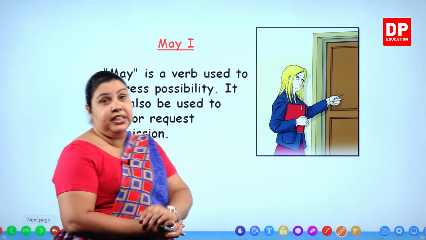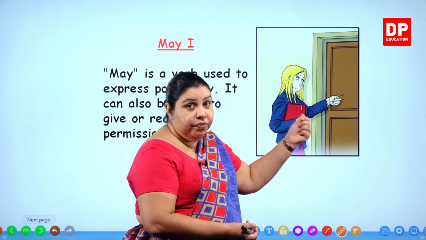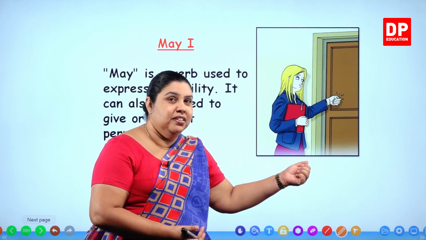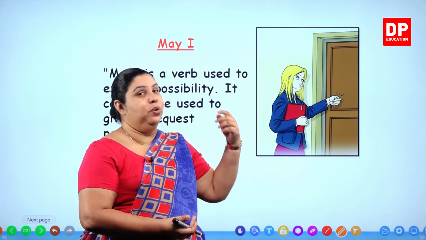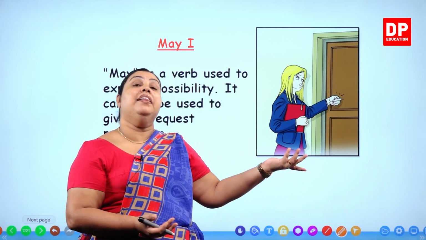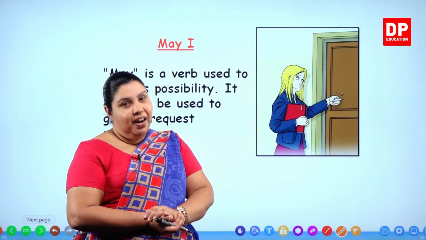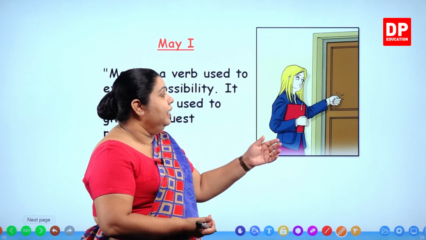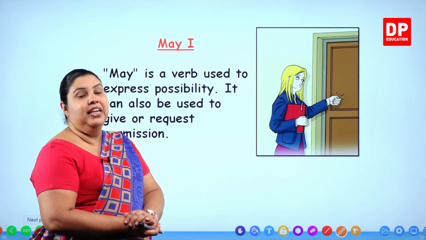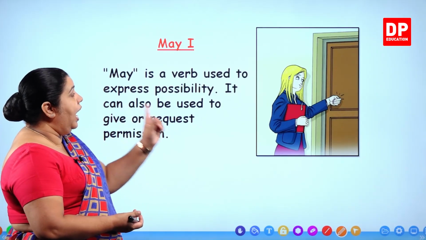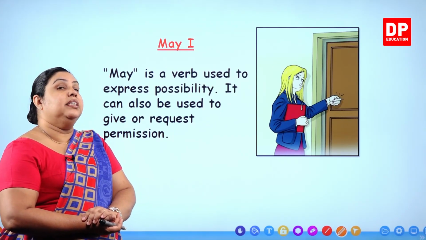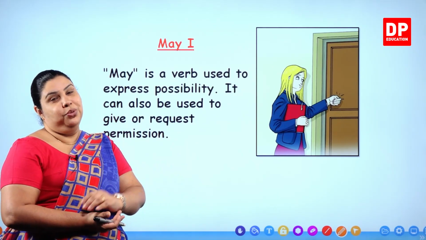Now look at the picture. She is knocking on the door and she is asking, may I come in? May I come in? Permission ඉල්ලනවා. Please may I come in? So may I is a verb which we use asking for permission to do something.